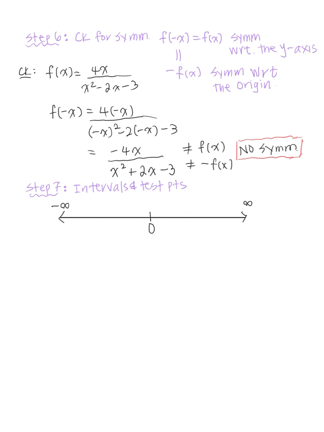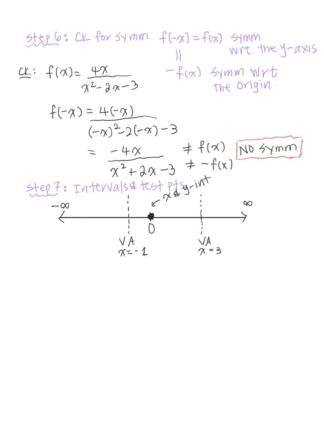And then -1, so we're going to have a vertical asymptote at x equals -1, and then we're going to have another vertical asymptote at x equals 3. And our x and y intercepts are both at the origin, right? So let me just make a fat dot right here. So this is going to be our x and y intercept.